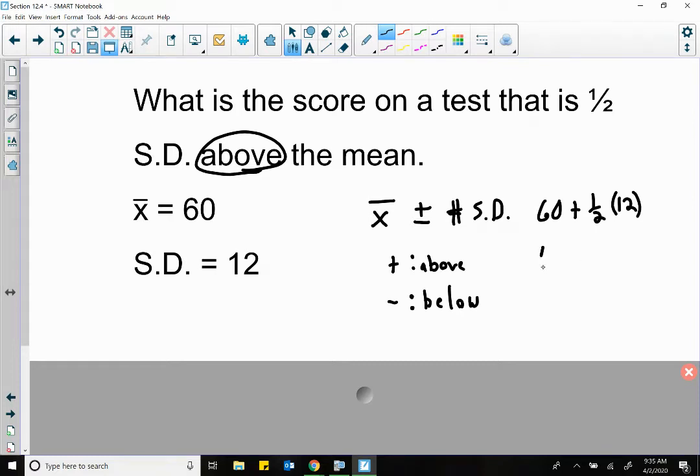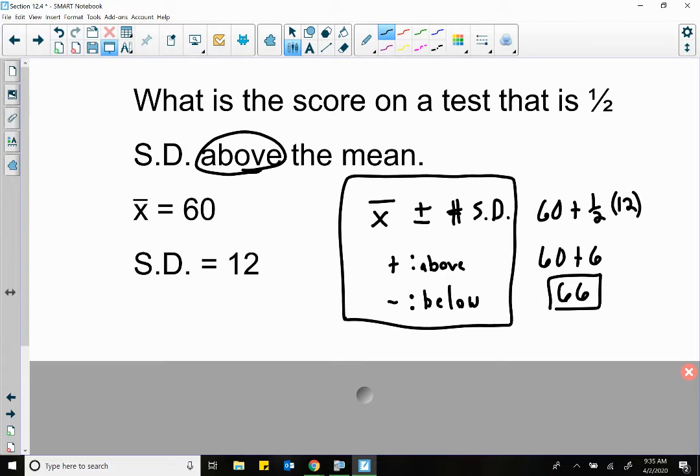Well, 60 plus, well, what's half of 12? That gives us 6, and 60 plus 6 is 66. And there you go. That's what this question is about. Okay? Using this little idea right here.